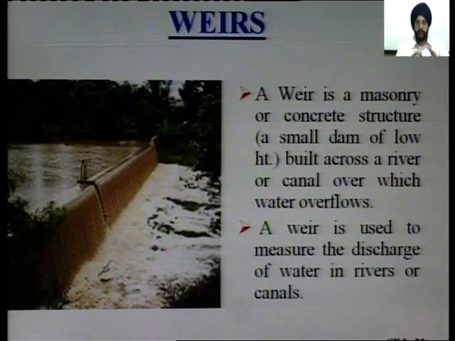Now, what is a weir? The fourth type of device used to measure discharge. It is not just a device, but a masonry structure or concrete structure, or I can say a small dam of very low height. As you can see here also, the water is just flowing over it. So it is built across a river or canal over which the water overflows. This weir can also be used to measure the discharge of water.